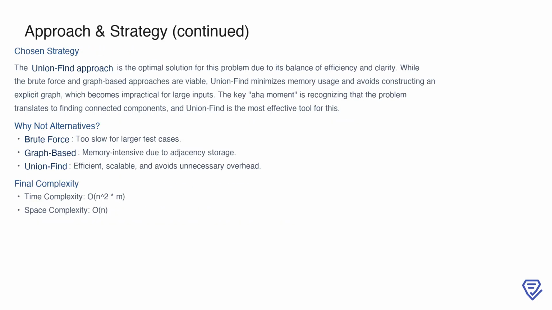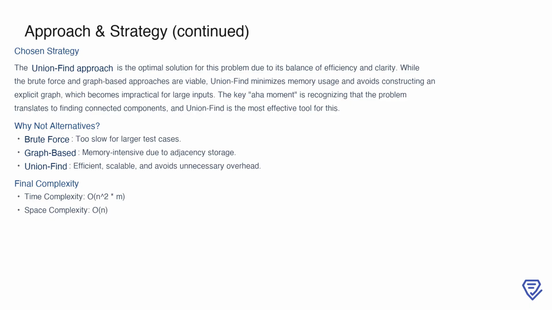After evaluating the different approaches, the union find method emerges as the optimal strategy for solving this problem. It strikes the ideal balance between computational efficiency and memory usage, making it well-suited for handling large inputs. Unlike the brute force method, which is too slow for large datasets, or the graph-based method, which consumes excessive memory for adjacency storage, union find avoids these pitfalls by dynamically managing groups without explicitly constructing a graph.